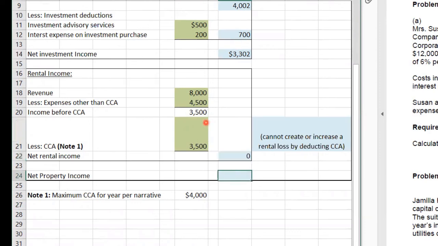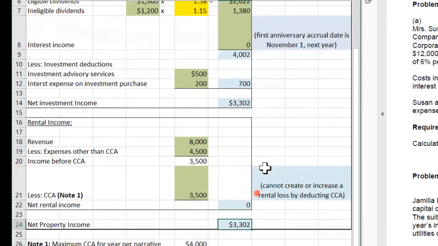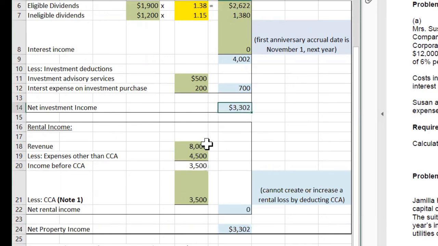So the total property income, when we take a look in the end here, is the $3,302 that were generated from our investments. And that's all we have for this one, folks.